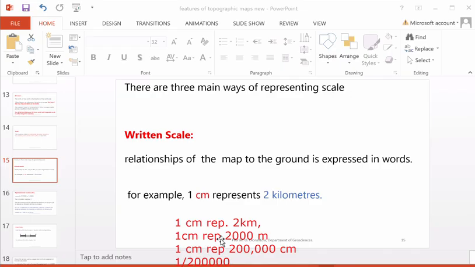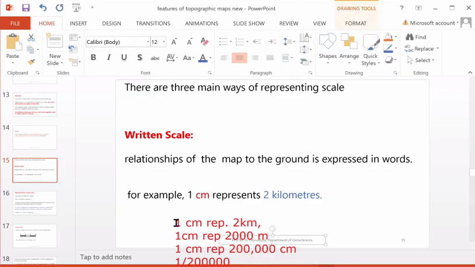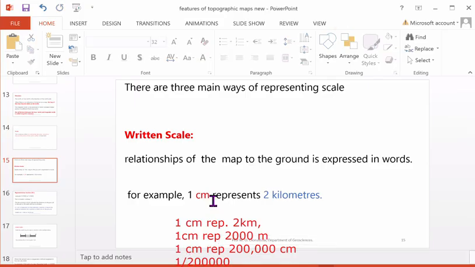So now, if you look at this, I have converted from written scale to representative fraction. I have shown you before this how to come from representative fraction to written scale.